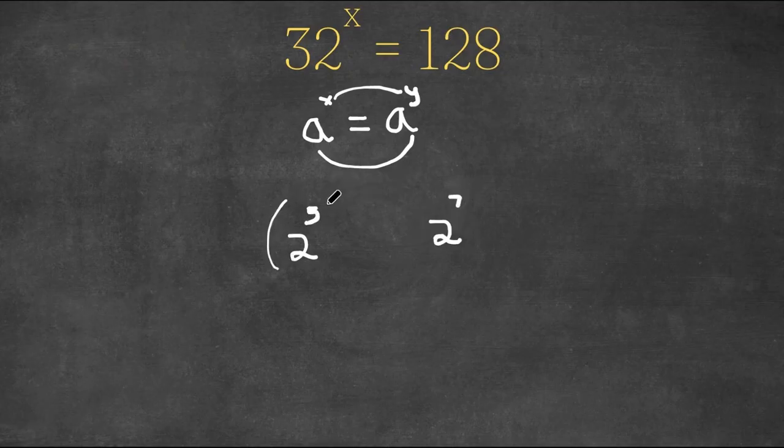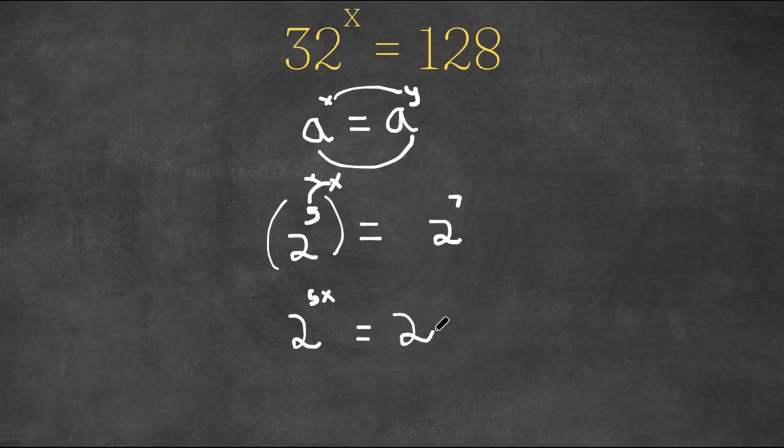And 2 to the power of 5 would be to the power of x, because we're replacing 2 to the power of 5 with 32. And this is equal to 2 to the power of 7. Now, when we have something like this, we want to multiply the exponents, because 2 to the power of 5 to the power of x is the same thing as 2 to the power of 5 times x. And 5 times x is 2 to the power of 5x. And this equals 2 to the power of 7 still.